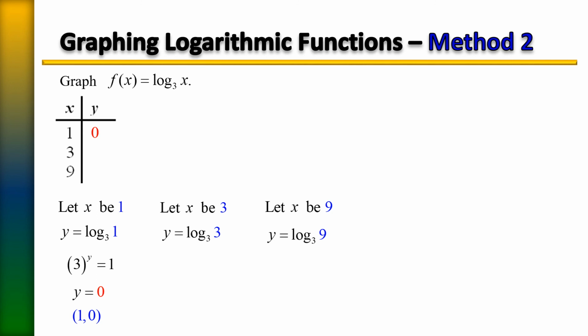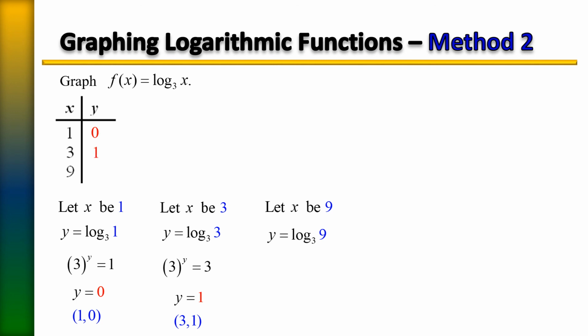Now if we plug a 3 in for x, let's see what we get out for y. So that would be 3 raised to the y power equals 3. So what number will 3 have to be raised to in order to have a result of 3? If you said 1, that is correct. So 3 raised to the 1 power is still 3. So when we plug in a 3 for x, what we get out for y is a 1.